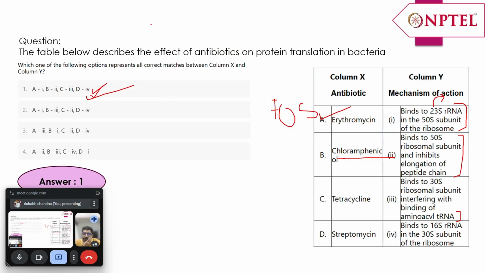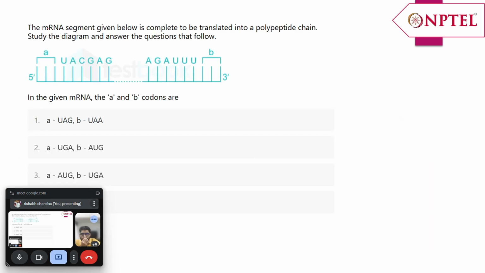Okay, so any doubts in this particular question? Let's move on to the next question. The mRNA segment given below is complete to be translated into a polypeptide chain. Study the diagram and answer the following questions. So, what can be the correct answer?